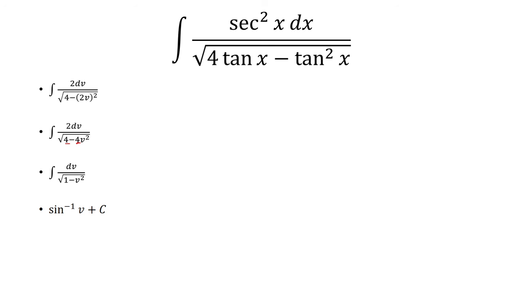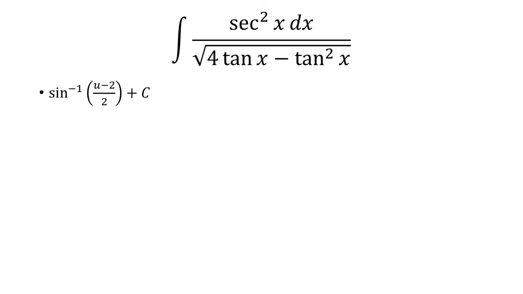So now we're done with integrals. It's just a matter of substituting back. v, we said, was u minus 2 over 2. So replace that with v. And then we need to make another substitution, since we did 2 u-substitutions, and replace u with just tangent. So our final answer is inverse sine of tangent of x minus 2 all over 2 plus c.